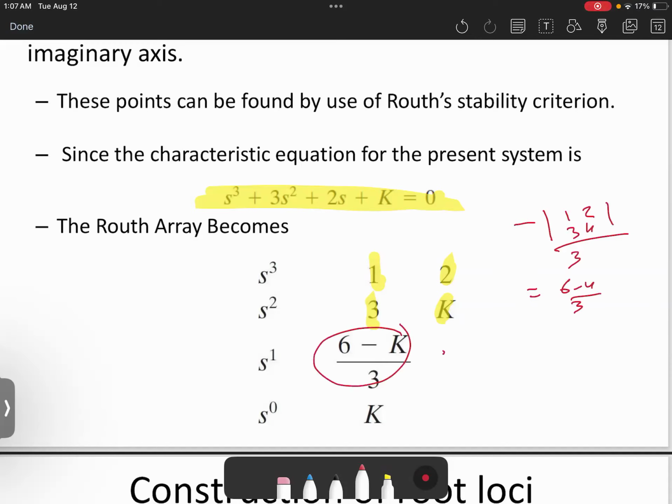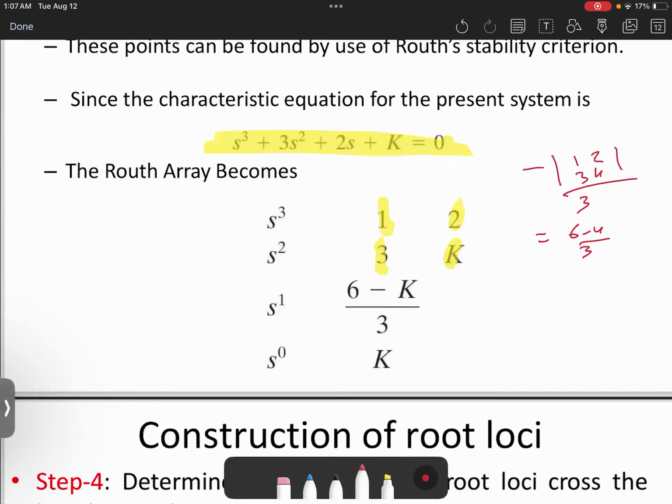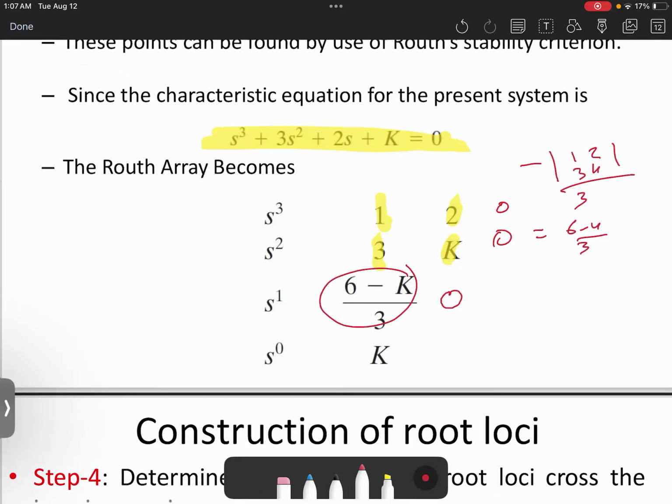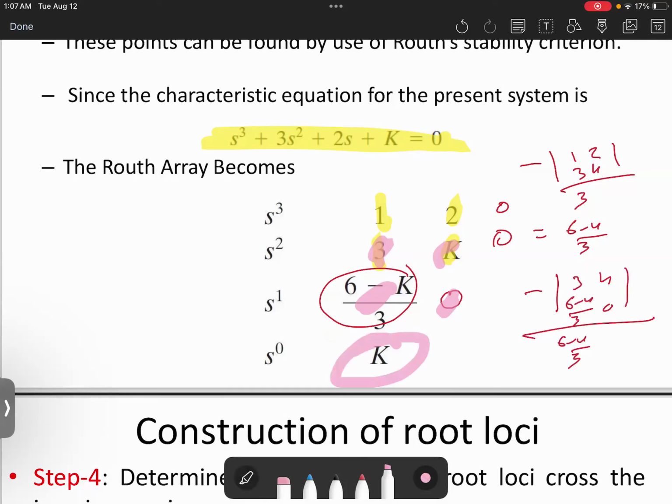Then here, the element will be 0 because this column is 0. Then to find the next element, we look at these four: -3k, (6 minus k) divided by 3, 0, all divided by (6 minus k) divided by 3. This yields k. So that's how we get k.